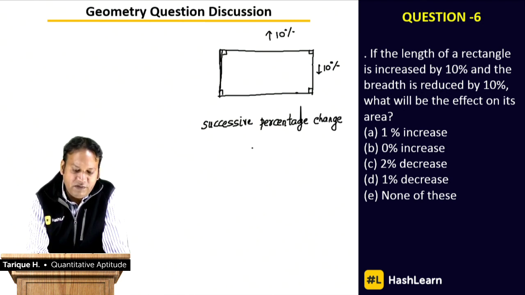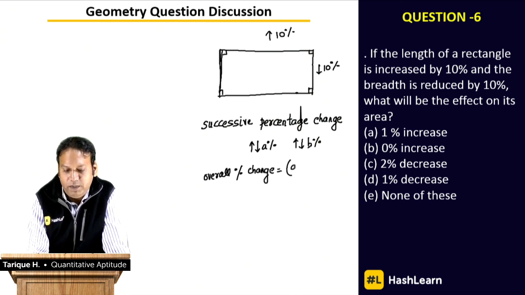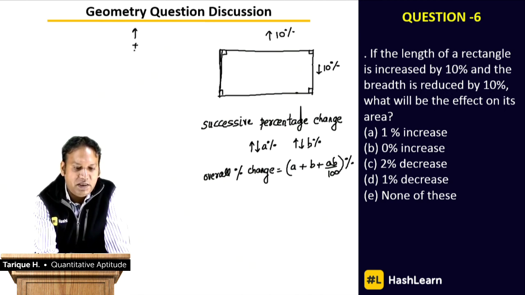So this formula says that if something is increased or decreased by A%, and then again something is increased or decreased by B%, then the overall percentage change can be given as A plus B plus A into B by 100%. So we can just use this. Also keep in mind in these kinds of questions, when we have an increase, the sign is plus, and when we have a decrease, the sign is minus.